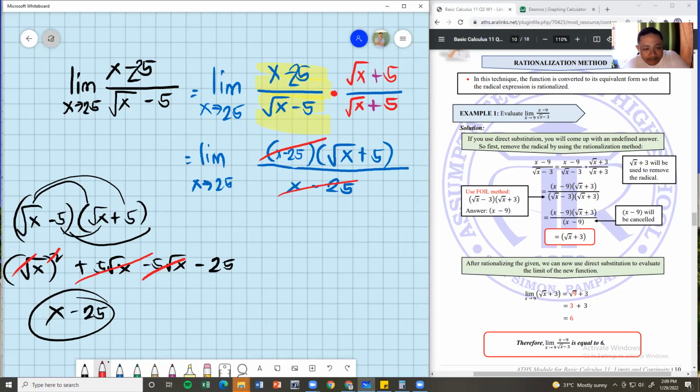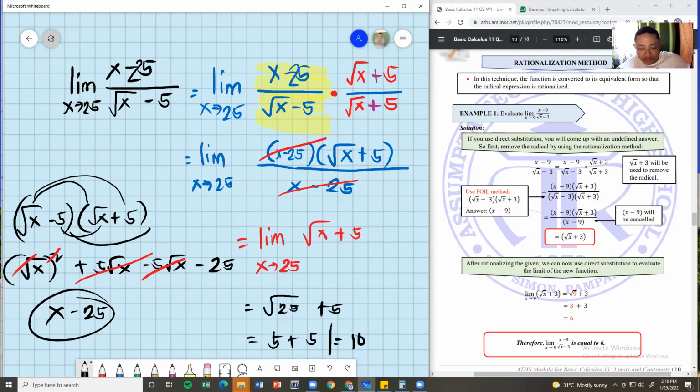And so, we will have the limit of just the square root of x plus 5 as x approaches 25. Then by using the substitution method, wala na yung limit. When we already evaluate, the limit will already be removed. Square root of 25 plus 5, this will be equal to 5 plus 5, this is equal to 10. So that's the value of our limit. Can you follow? Did you get the process of the rationalization method? Show me a reaction, please.